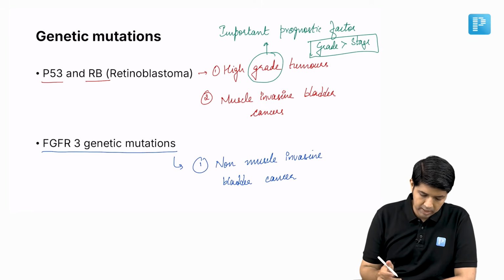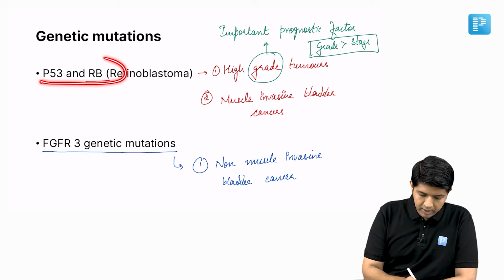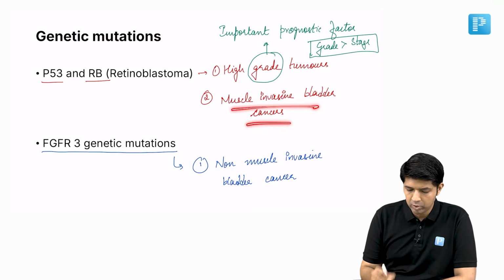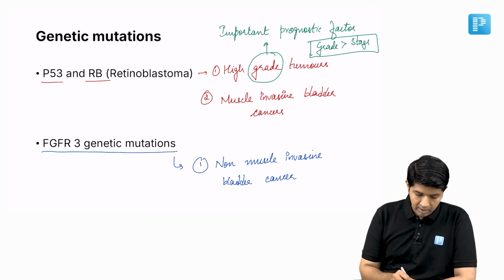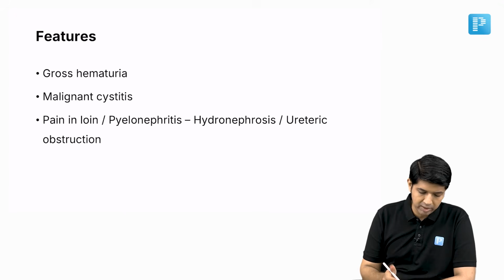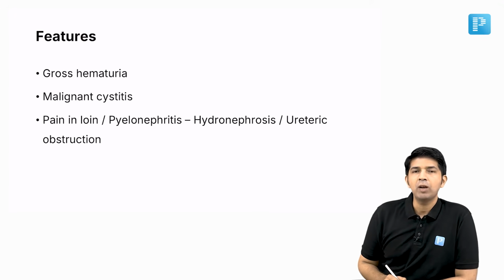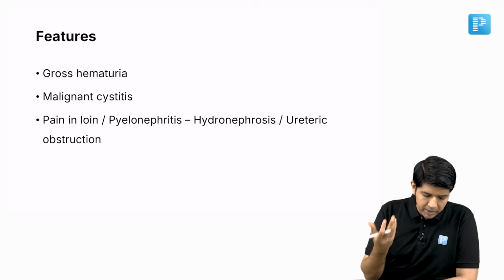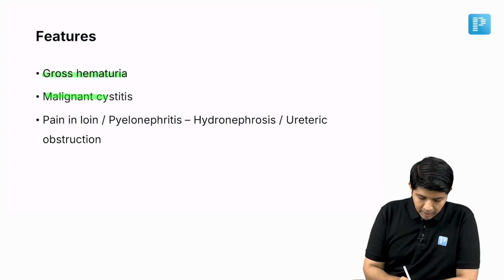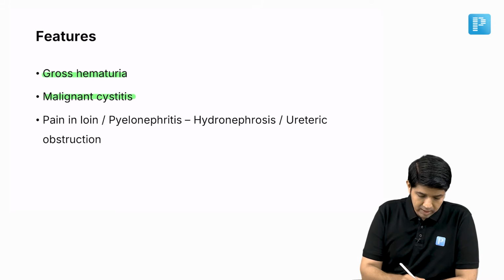So remember, P53 RB or the retinoblastoma gene is associated with high grade tumors or muscle invasive bladder cancer, whereas your FGFR3 gene mutation is associated with the non-muscle invasive bladder cancer. Now, the presentation of these patients are quite straightforward. They will come to you with gross hematuria. They can come to you with malignant cystitis.